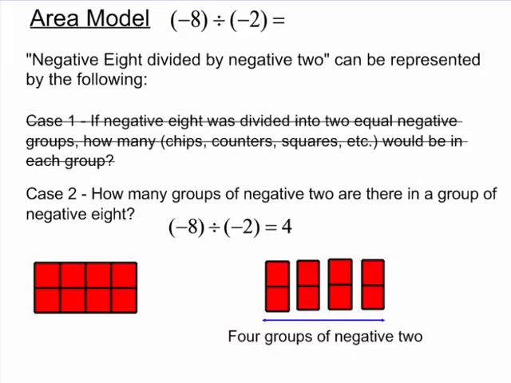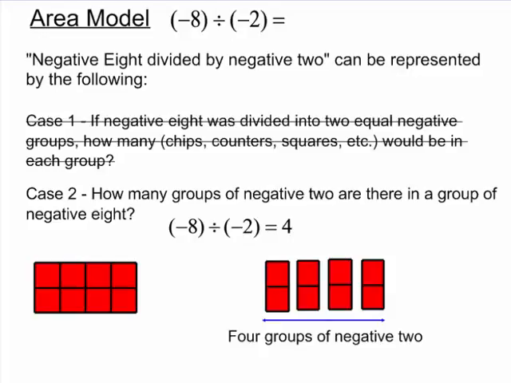So in the previous example, we did a negative divided by a positive. Now, what if we look at a negative divided by a negative? In this case, negative 8 divided by negative 2 can be represented by the following. You'll notice I've actually scratched out case 1. If you want to try and read that: if negative 8 was divided into two equal negative groups, how many chips, counters, squares, etc. would be in each group?